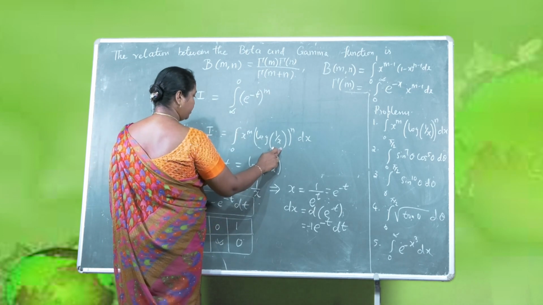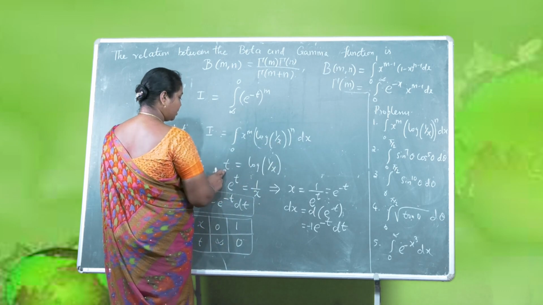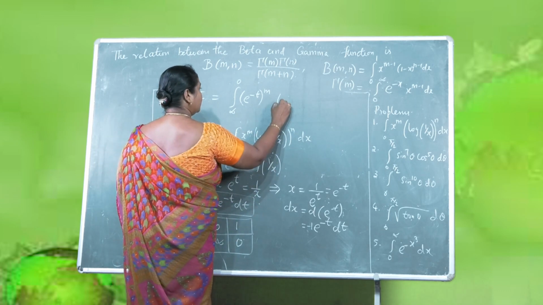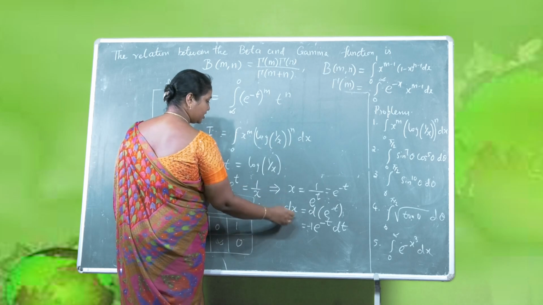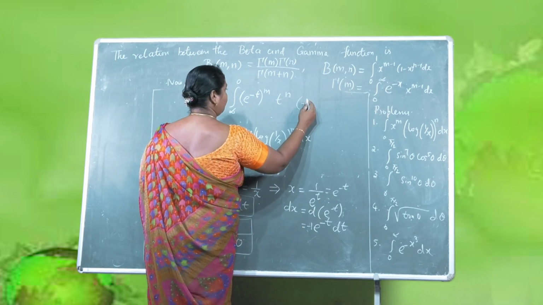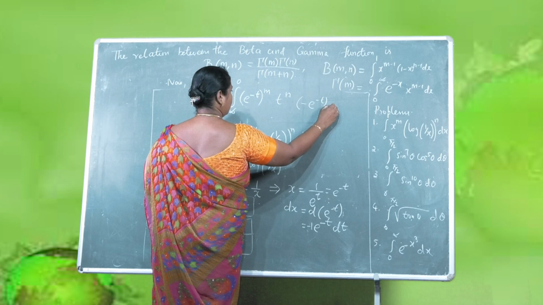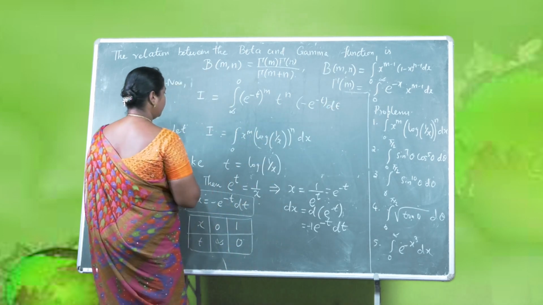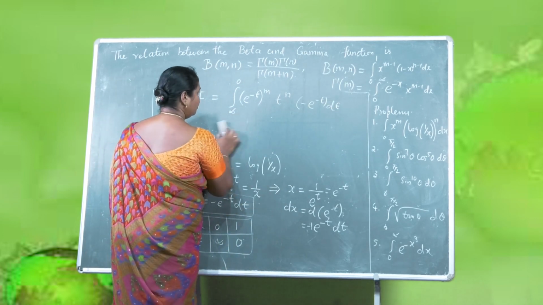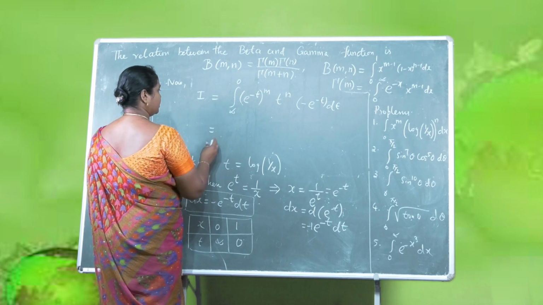So what is log of 1 by x? For that we are substituting t, so that will be t power n. So what will be dx? dx is nothing but minus e power minus t dt. Okay. So now we are going to collect the terms.